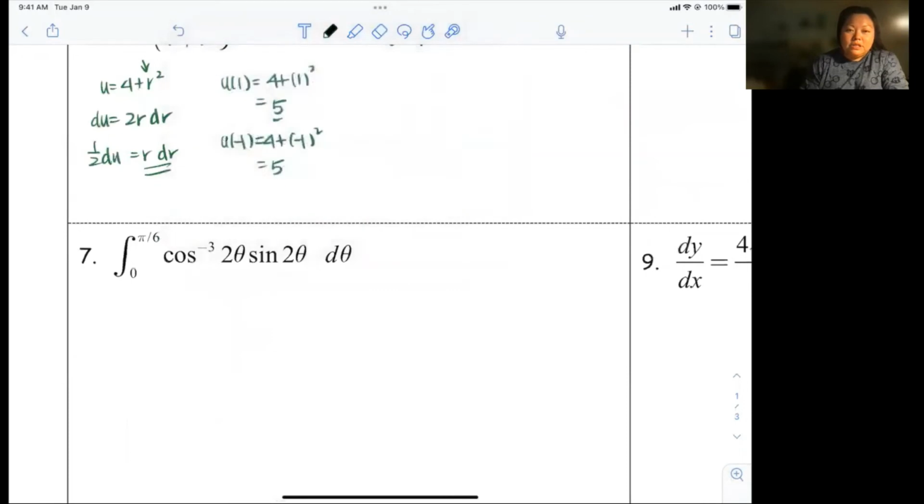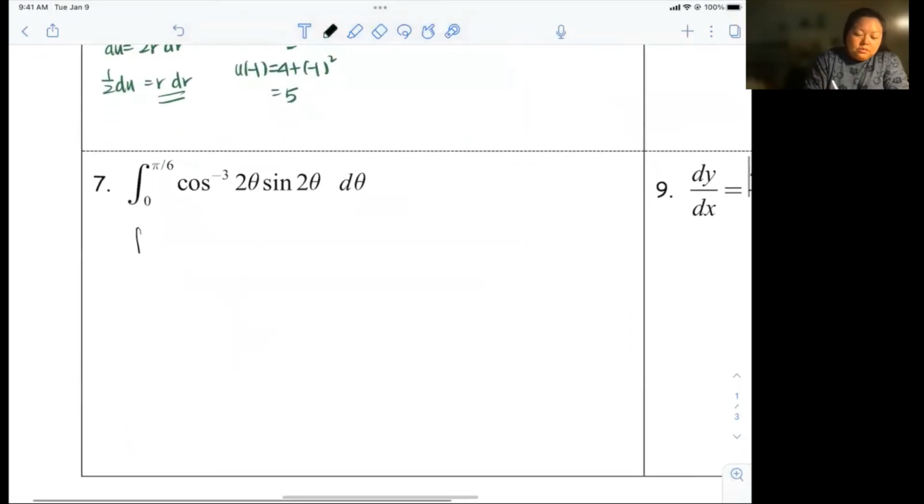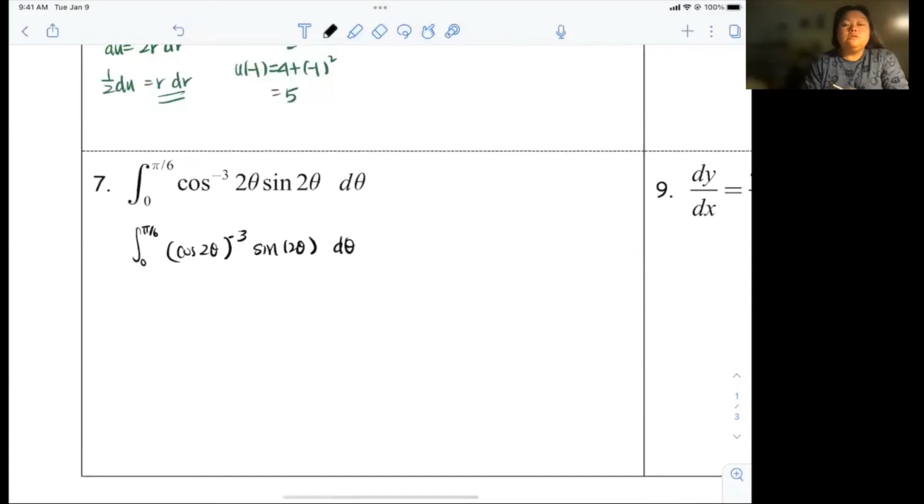So let's go ahead and look at this equation here, right? So this is really the integral from 0 to pi over 6 of cosine 2 theta to the -3 power and sine of 2 theta, right? So in this case, you see that cosine 2 theta is to a -3 power. That's your more complicated power. So that should be your u. So your u is cosine of 2 theta.